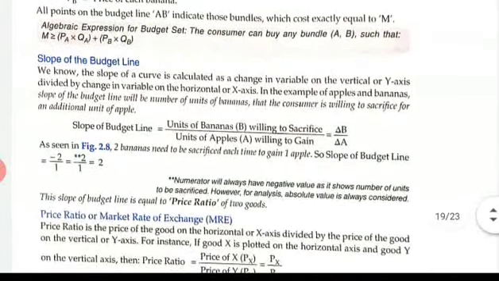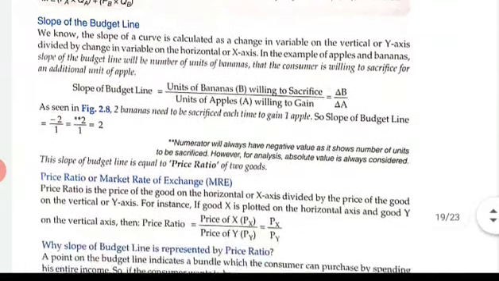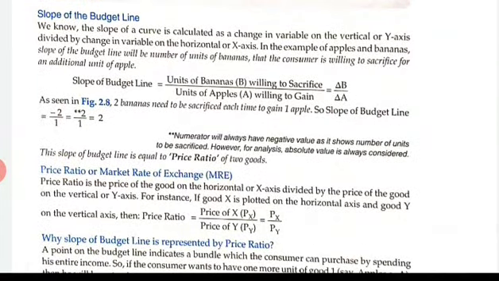Now the important topic is the slope of the budget line. The slope of the budget line is the number of units of banana the consumer is willing to sacrifice for an additional unit of apple. So slope equals units of banana willing to sacrifice divided by units of apple willing to gain. The slope of the budget line is equal to the price ratio of the two goods, that is PA by PB, where PA is the price of apple and PB is the price of banana.